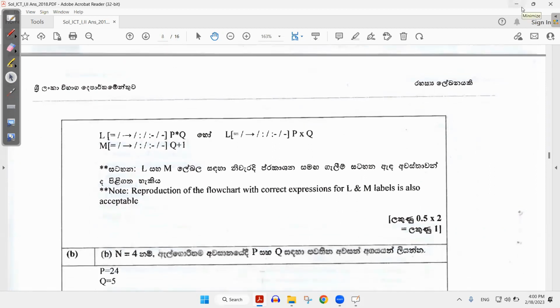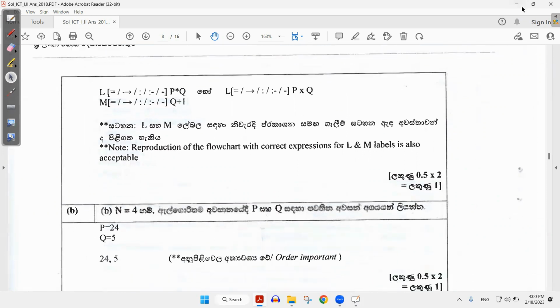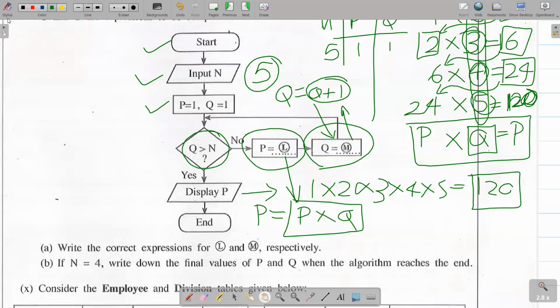Right, and in part B, it's asked if n equals 4, what are the values of P and Q at the end? So P should be 24 and Q should be 5. How can this happen? So let's hand trace this and see.